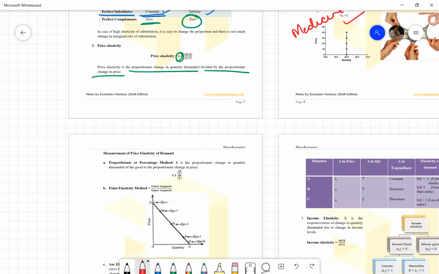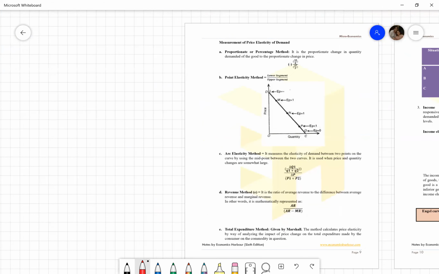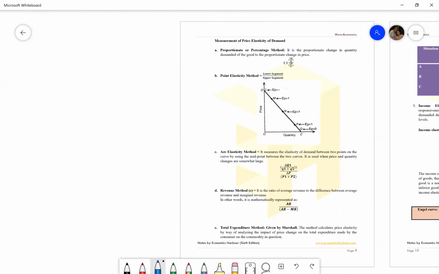Now the measurement of price elasticity. The first measure, which we've already done, is the percentage method, or proportionate method, which, I'll repeat again, is price elasticity equal to minus change in quantity upon quantity divided by change in price upon price. This is the proportionate or percentage method.